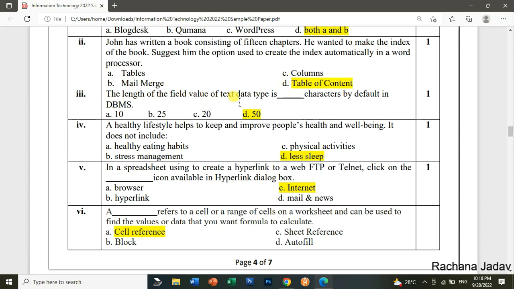The length of the field value of a text data type is dash. By default it is 50. Okay. So remember the length is 50 characters by default.